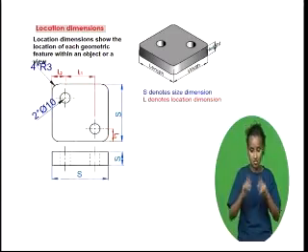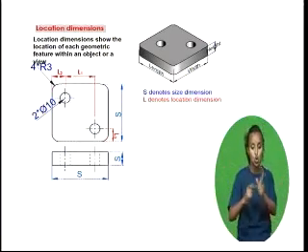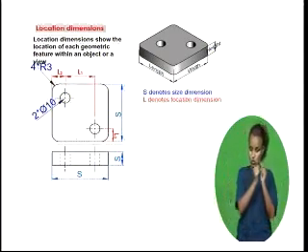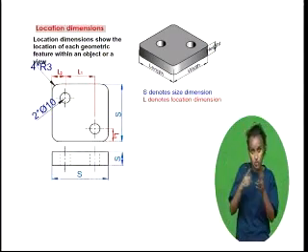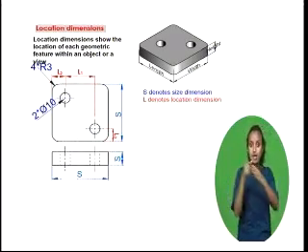Well, students, as we said previously, without location dimensions, the dimensioning of an object cannot be complete. Do you know why this is so? Let's see. Location dimensions show the location of each geometric feature within an object or a view. They tell the viewer where edges occur inside an object or view.